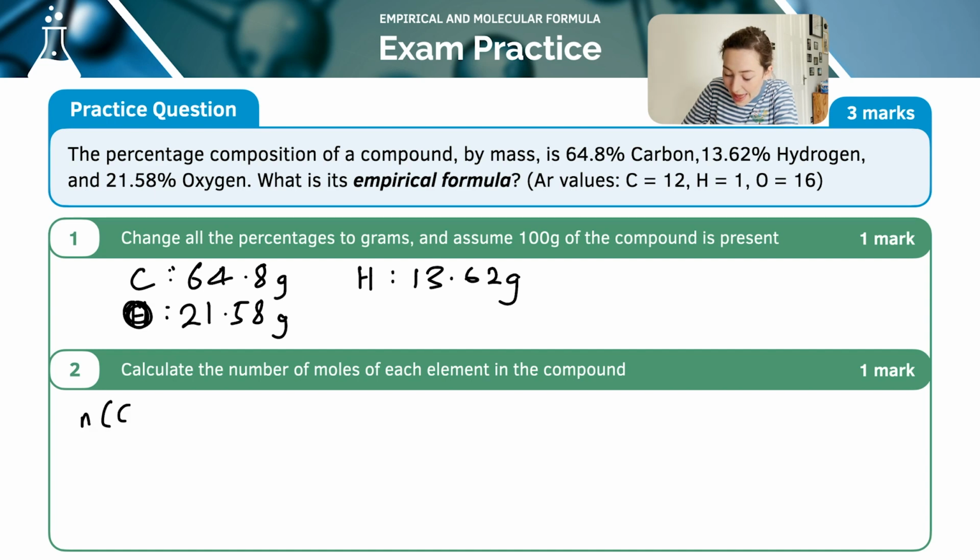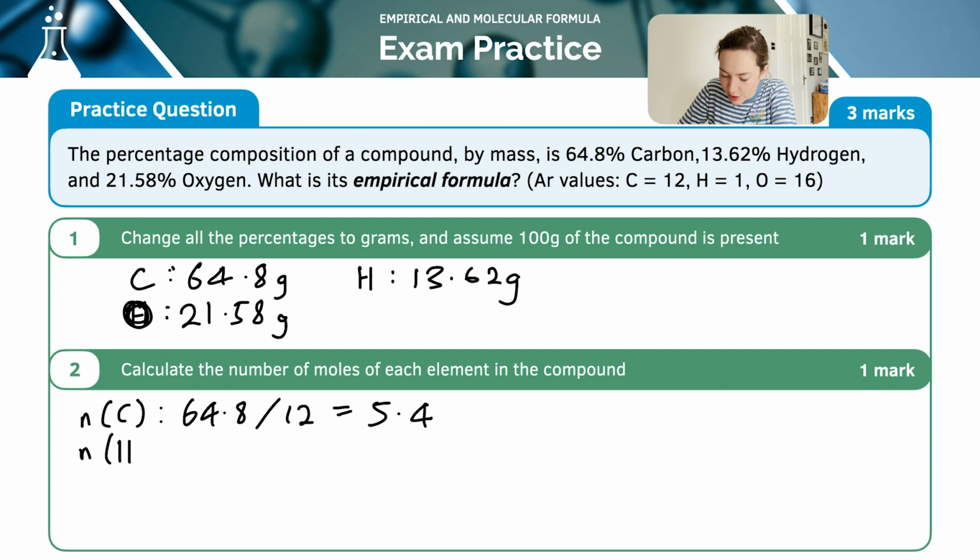So the moles, n of C, that's me telling the reader that I'm working out the moles, is going to be 64.8 divided by the AR of carbon, 12. So 5.4 moles. My moles of hydrogen is going to be 13.62 divided by 1. So that's just 13.62 moles. And then my moles of oxygen is going to be 21.58.